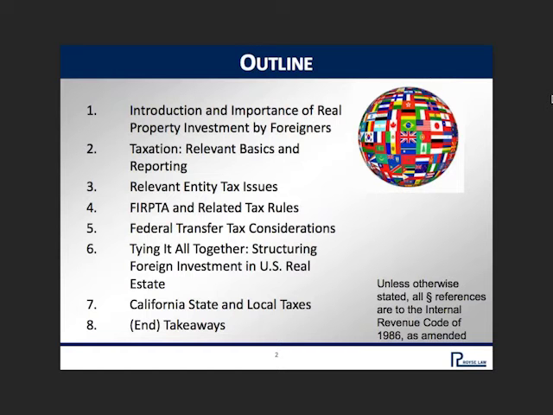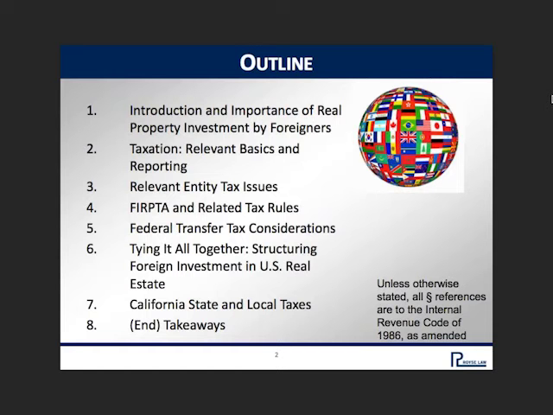FIRPTA was passed, I think, in the mid-'80s to deal with investment by foreigners in real estate, to try to get some of the revenue that foreigners were earning from owning and investing in U.S. real estate. Then there are the federal transfer tax considerations, which, with the rate of 40%, you need to pay strict attention to in terms of gift and estate planning. Then we're going to try to tie it all together. Mark will go through some different planning techniques you might want to try. A quick look at the California state and local tax issues, and then some takeaways at the end where we'll try to tie it together.